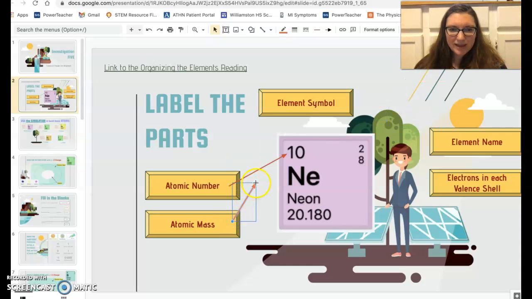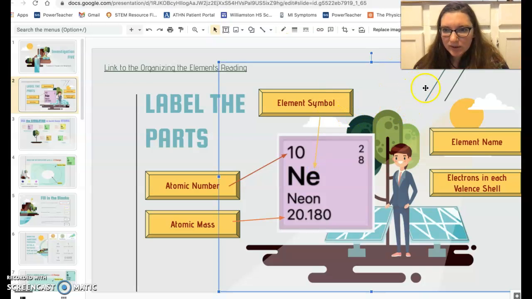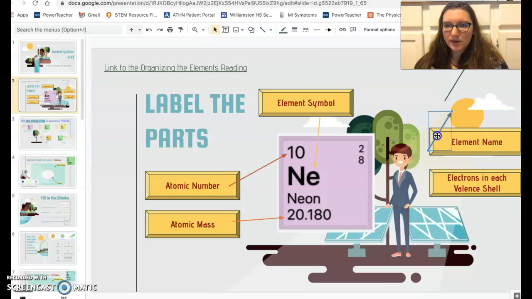This is the atomic mass. And the atomic mass is the number of protons plus neutrons, because they both have an atomic mass of 1 atomic mass unit. So the element symbol is this Ne. It's kind of hard to see, but you guys saw me make it. Okay, so element name is neon. And the electrons in each valence shell are shown right here.